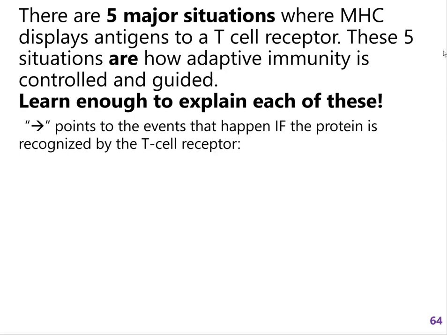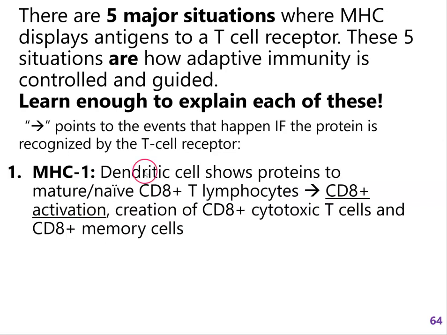So in each of these, I'm going to write 5 of them, and the first thing you're going to see is what cell shows something to what T cell, generally, using which type of MHC, and then there's going to be an arrow. And if the T cell actually recognizes the protein, what will happen? So let's look at the first one.